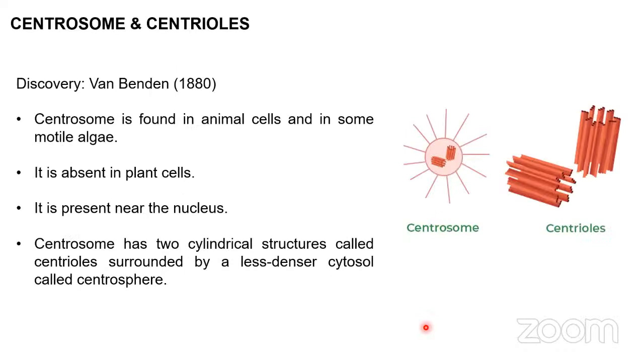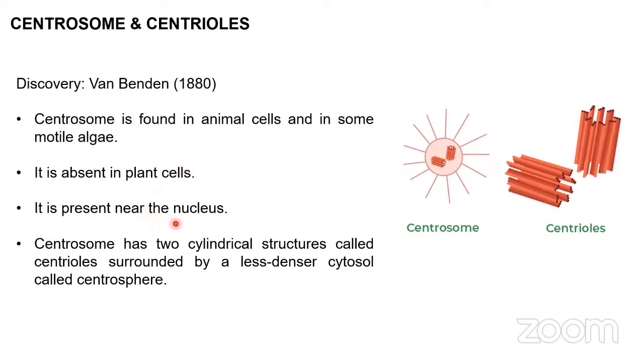The next is the centrosome and centrioles. They were discovered by von Benden in 1880. Centrosome is found in animal cells and in some motile algae; it is absent in plant cells. This we studied when we were learning the differences between plant cells and animal cells. There we understood that centrosomes are absent in plant cells.